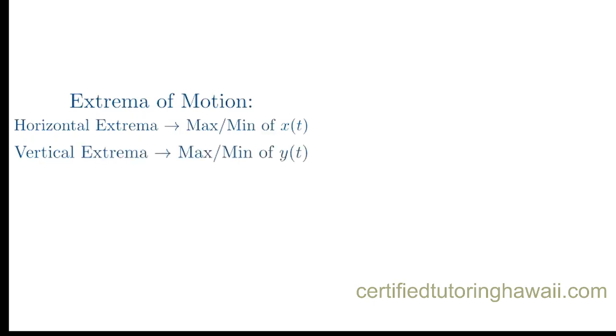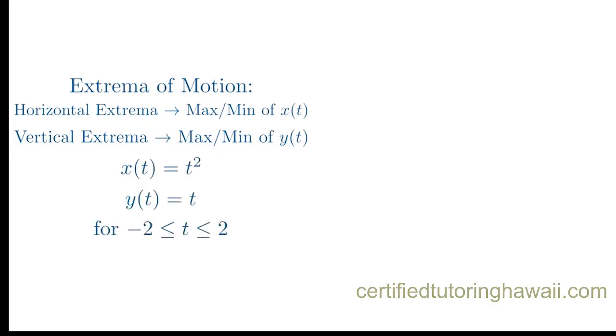Our next objective is to find the horizontal and vertical extrema of a particle's motion. These are the points where the particle reaches its farthest to the right or left, or its highest or lowest point. We find horizontal extrema by identifying the maximum and minimum values of the x of t function, and we find vertical extrema by doing the same for the y of t function. Let's use our previous example. Remember the function? It was x of t equals t squared and y of t equals t for time t between -2 and 2.